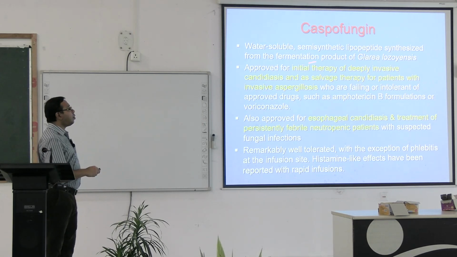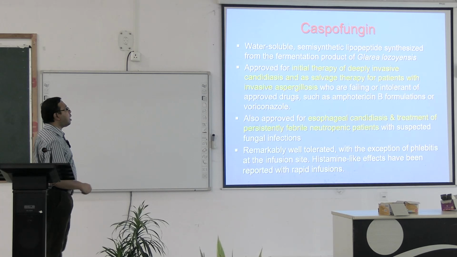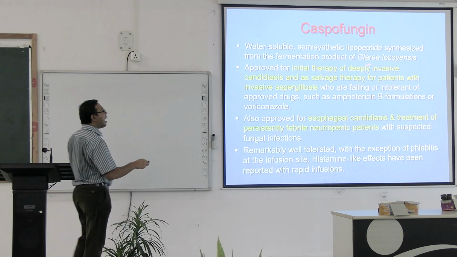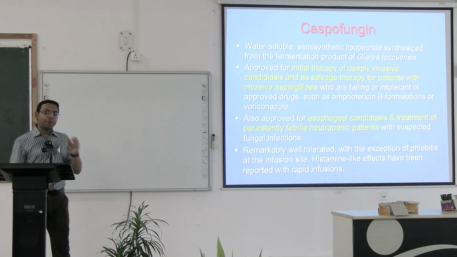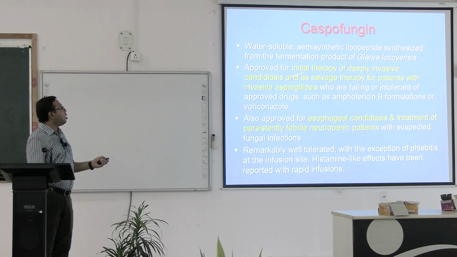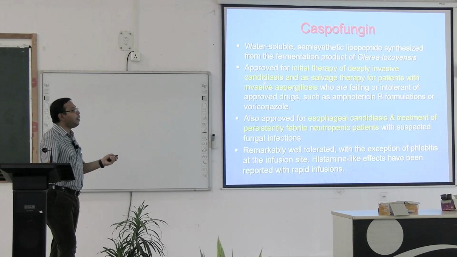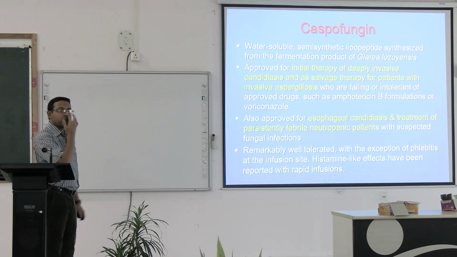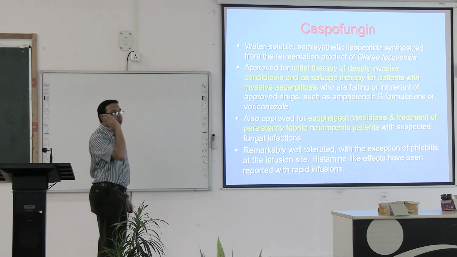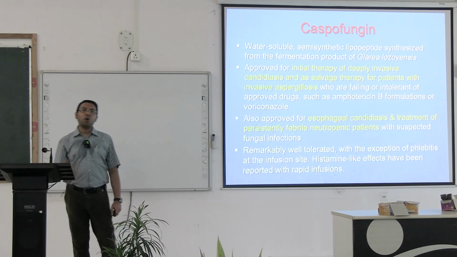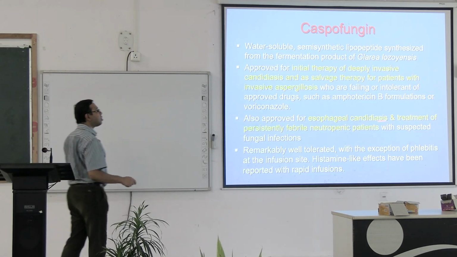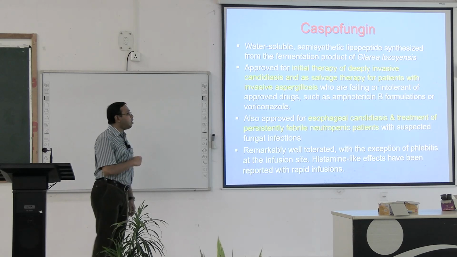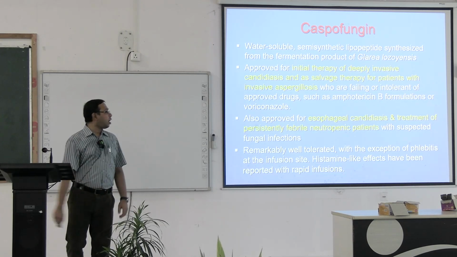Caspofungin is a water-soluble semi-synthetic lipopeptide. It is basically obtained from Glarea lozoyensis, which is a fungus that is also present in the environment. Approved for the initial therapy of deeply invasive candidiasis and as salvage therapy for patients with invasive aspergillosis. Usually the echinocandins are given intravenously and they are used only in the invasive cases. Also approved for esophageal candidiasis, and treatment of persistently febrile neutropenic patients with suspected fungal infections.